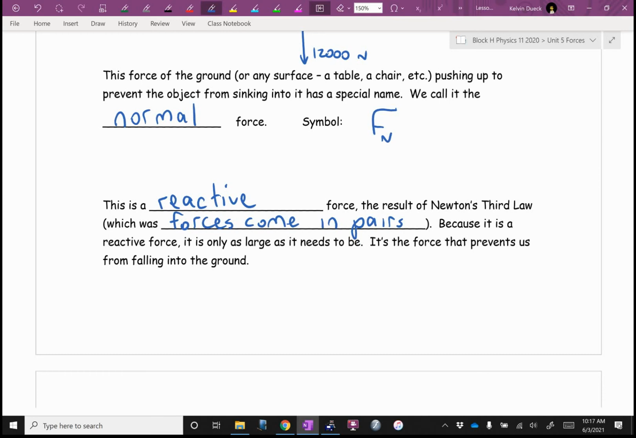It's as big as it needs to be. You can't get useful pushing out of the normal force. It's just what's matching you pushing against the surface. It's the force that prevents us from falling into the ground. So right now, most of you are splitting the normal force between your chair and your shoes, and maybe a little bit with your elbows.